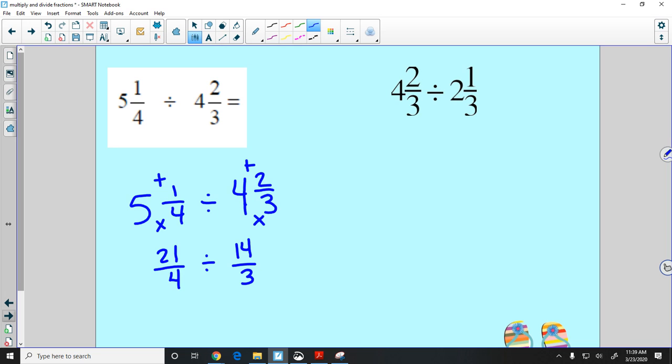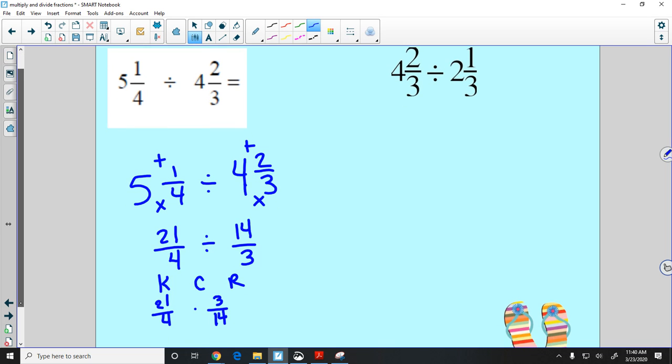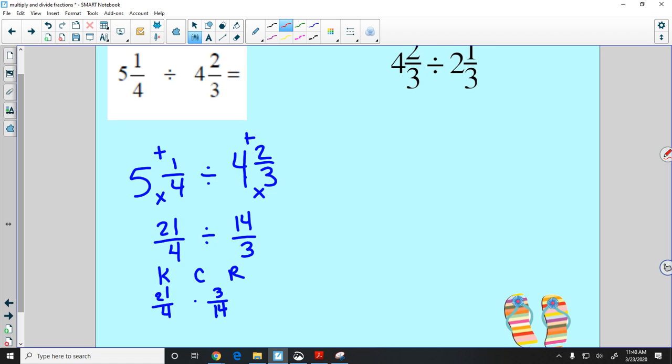Now we're going to keep, change, reciprocal. Keep 21/4. Change to multiplication, and the reciprocal should be 3/14. All right. Here's a trick that we try to learn. It's cross-canceling. I quickly noticed that 21 and 14 share a factor of 7, so I'm going to divide both of those by 7. 21 divided by 7 is 3. 14 divided by 7 is 2, so now I have smaller numbers to work with.